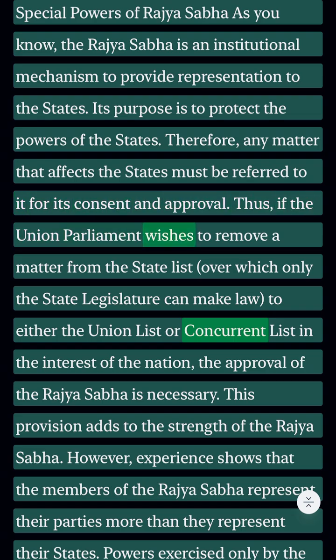Thus, if the Union Parliament wishes to remove a matter from the state list, over which only the state legislature can make law, to either the Union List or Concurrent List in the interest of the nation, the approval of the Rajya Sabha is necessary. This provision adds to the strength of the Rajya Sabha. However, experience shows that the members of the Rajya Sabha represent their parties more than they represent their states.